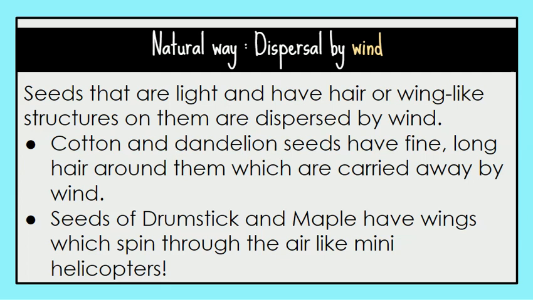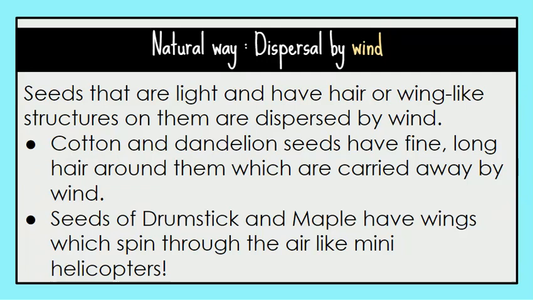Plants, especially those which are growing in forests, use lots of natural ways to scatter their seeds. We will discuss the first way of scattering the seeds, that is dispersal by wind. Seeds that are light and have hair or wing-like structures on them are usually dispersed by wind.